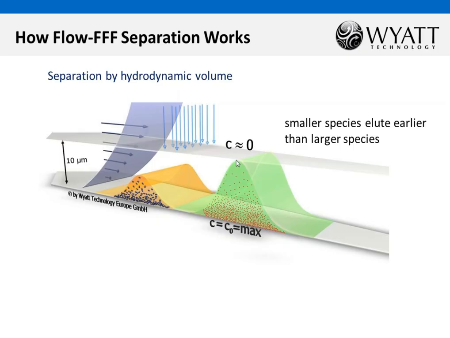And since smaller molecules have a higher diffusion coefficient, they will be distributed higher into the channel where the carrier fluid is faster. Consequently, smaller molecules with a higher diffusion coefficient will elute faster than larger molecules with a lower diffusion coefficient. The elution profile in FFF is thus the inverse of SEC.